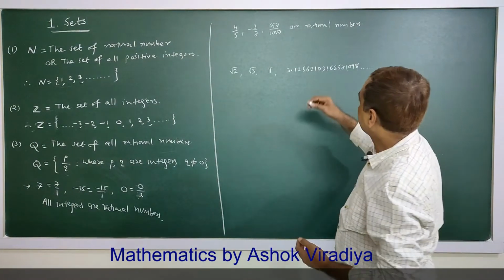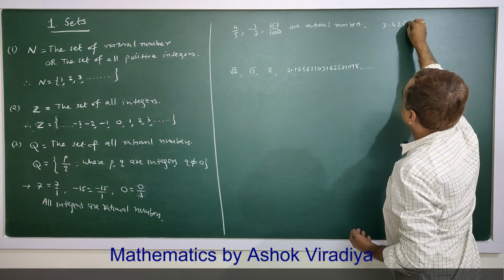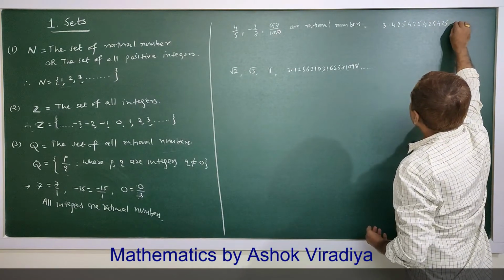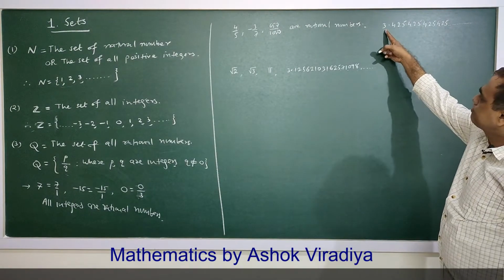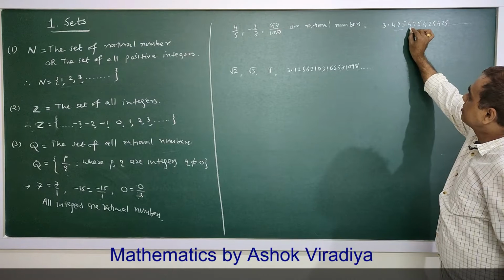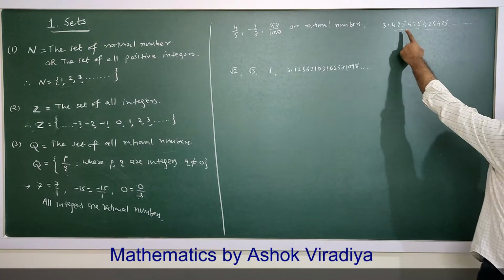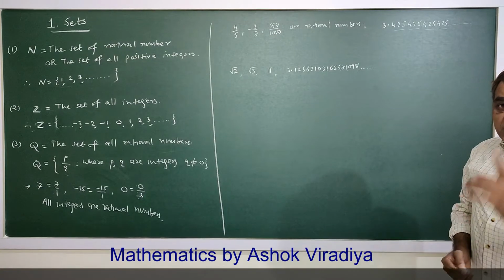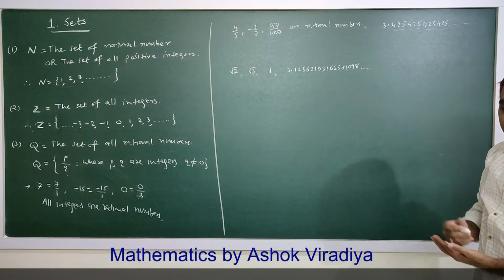As for example, suppose if I take 3.425, 425, 425, 425. If I write this number, then look here. After decimal point, there is a repetition of bunch of digits. So here you can see that repetition of bunch of digits. If you find repetition of bunch of digits, then it is a rational.